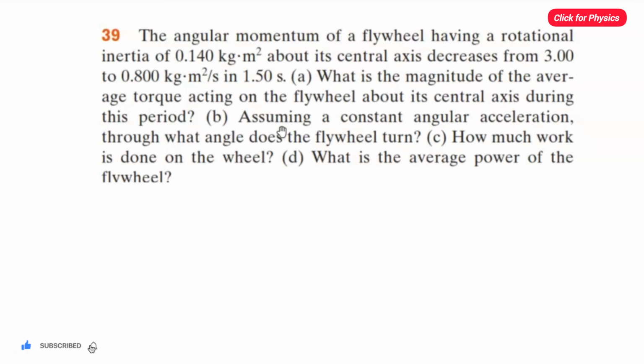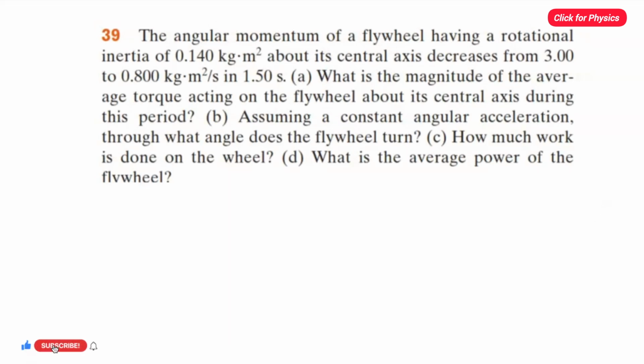And then the second question: assuming a constant angular acceleration, through what angle does the flywheel turn? That means we have to find the answer for theta. So by using the three main equations, we have to find the answer for theta here. And then the third question, we have to find how much work is done on the wheel. And finally, we have to find the average power of the flywheel.